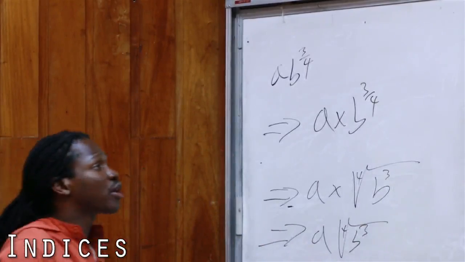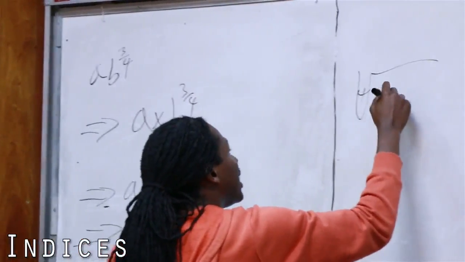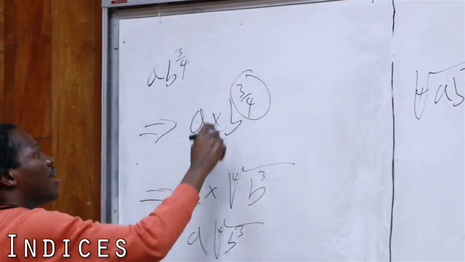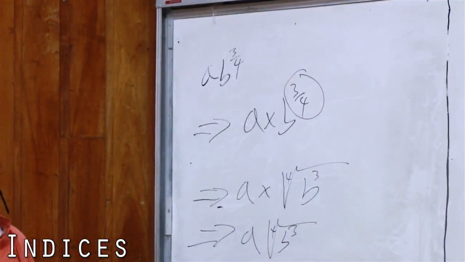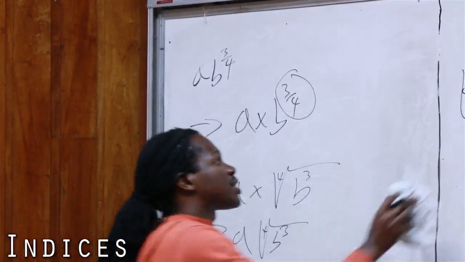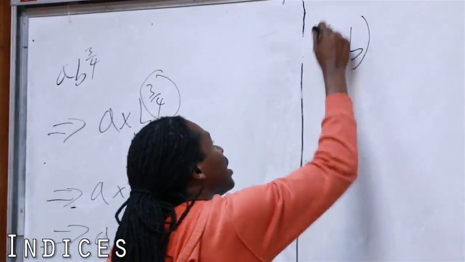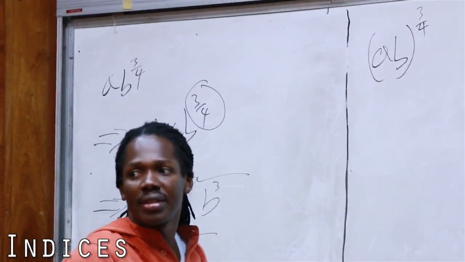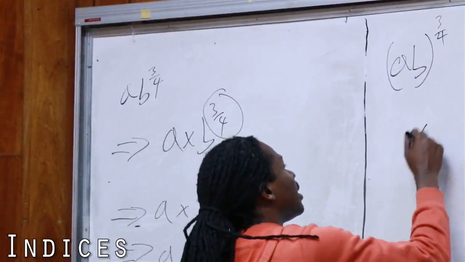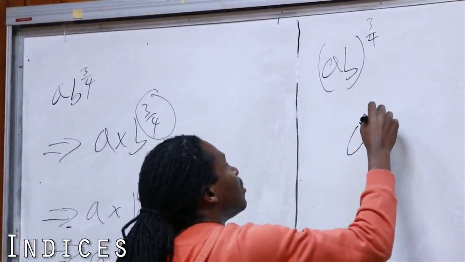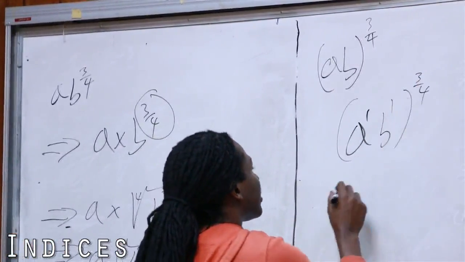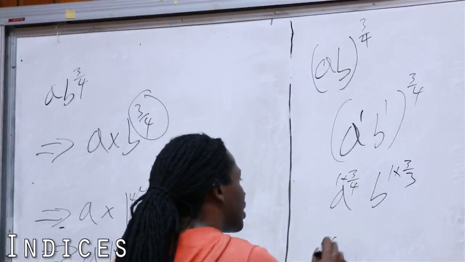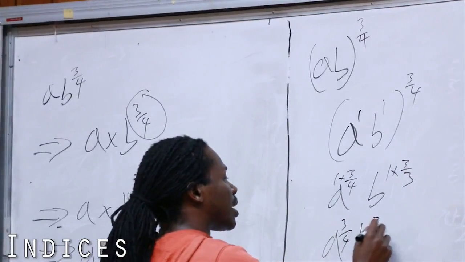Want to see that? Even if it comes and says it is equal to root 4ab cube, it is wrong, because this has nothing to do with the a. Now, if it was like this, A, B, all raised to 3/4, you see that? Because it would be A to the 1, B to the 1, all to the 3/4, which is A to the 1 times 3/4, B to the 1 times 3/4. A to the 3/4, B to the 3/4.